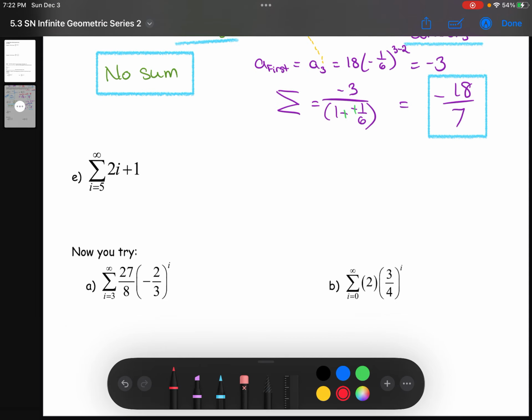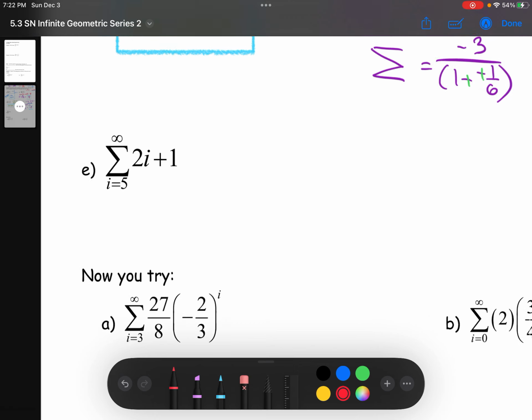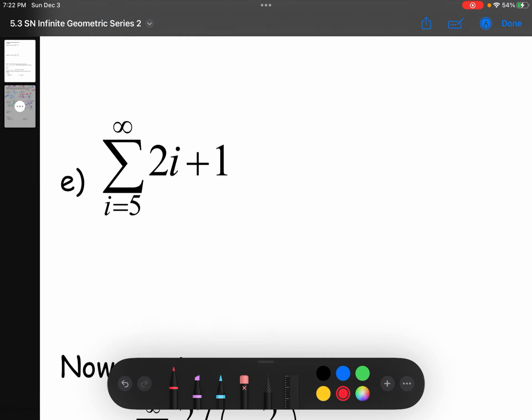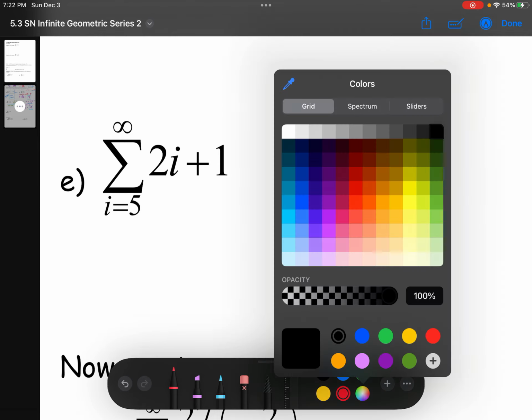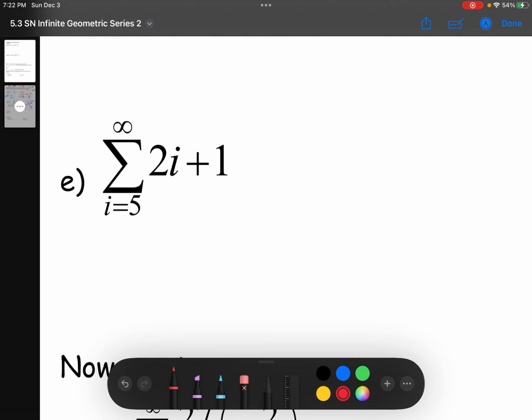Let's take a look at another one. Let's take a look at E. E is the sum of the series from i equals 5 to infinity of 2i plus 1. First thing we need to do on an infinite geometric series is to find the R. R is the number being raised to the variable power. There's no power in here. There's not a value being raised to a power over and over again here.